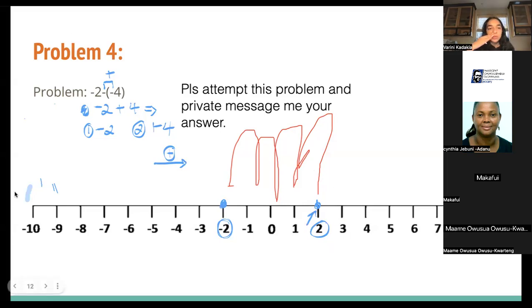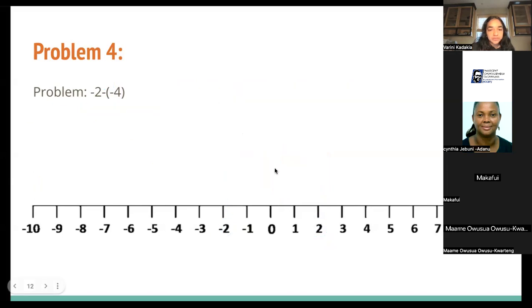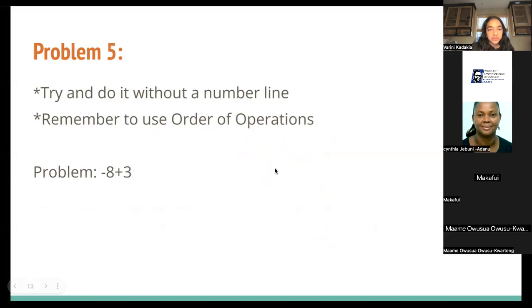Okay, let's keep going. For this one, try to do it without a number line. Let's see if you guys can do that. I think you guys have got a pretty good hang of it. After this problem, we'll probably move on to doing some other operations with negative and positive numbers.